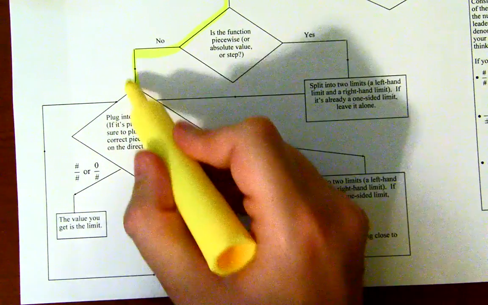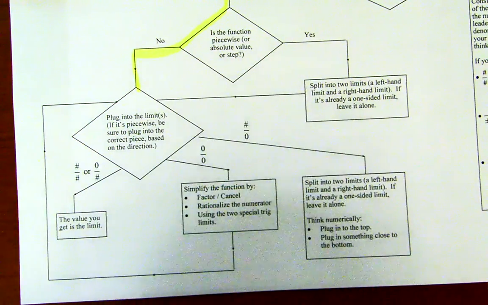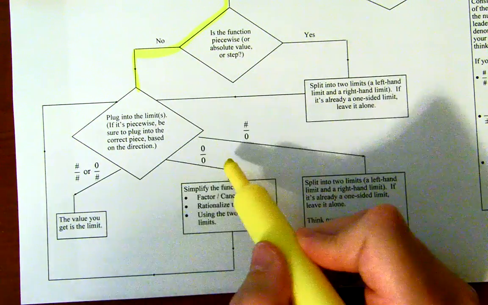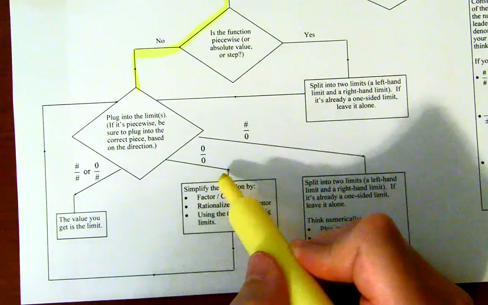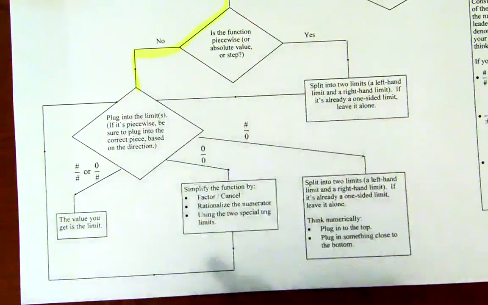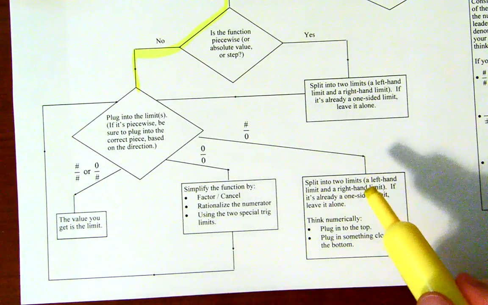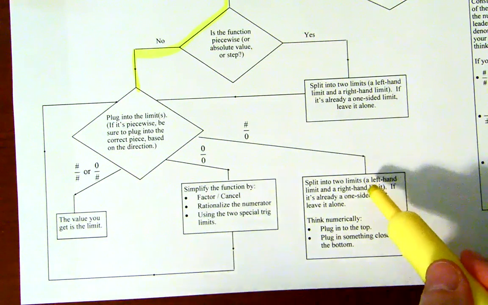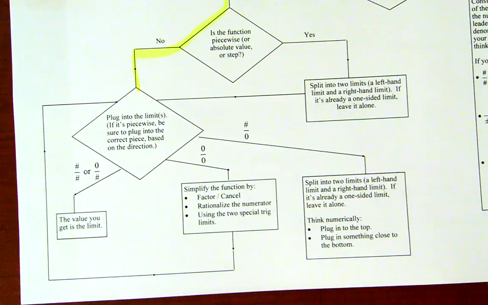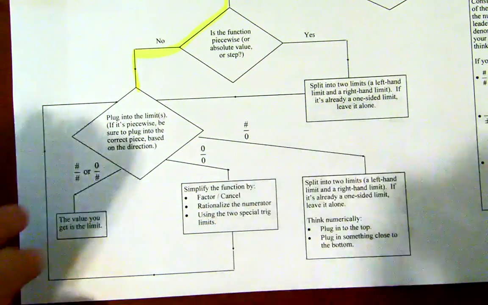If I get a number over a number or 0 over a number like I got in the previous example, that's my answer. If I get 0 over 0, that tells me I do what we did back in section 1.3. I have some simplifying to do. If I end up with a number over 0, that's when, and the only when, I split into two limits, if necessary, and then I do the numerical stuff. But that's not the case over here. I have 0 over 0, so I need to simplify.